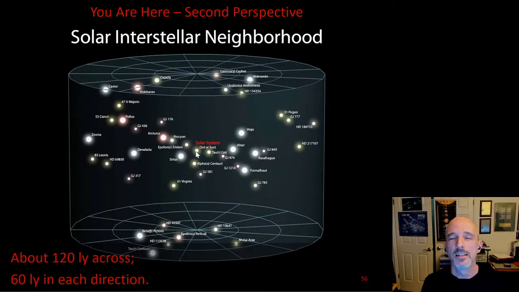Okay. Here is our immediate solar interstellar neighborhood. This is mostly the bright stars we can see with the naked eye when we look into the night sky, roughly. There's a whole bunch of bright stars shown here. For example, Vega is a bright star that we can see in the night sky during the summer. This solar interstellar neighborhood is about 60 light years in each direction, or about 120 light years across, right? So it takes 120 years for light to go all the way across this size.